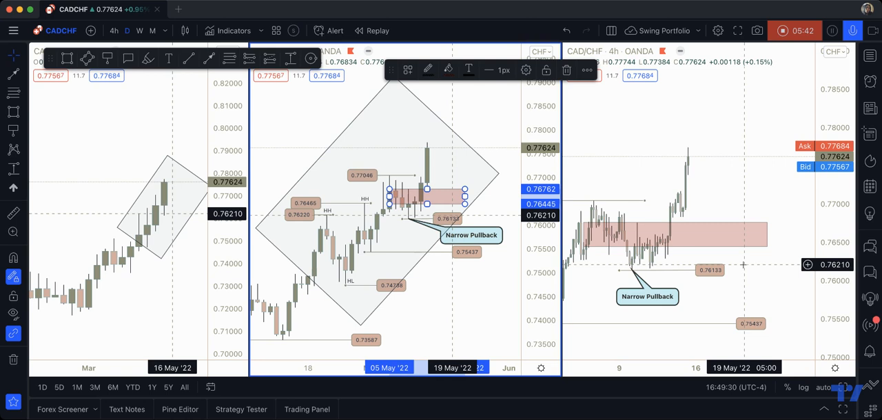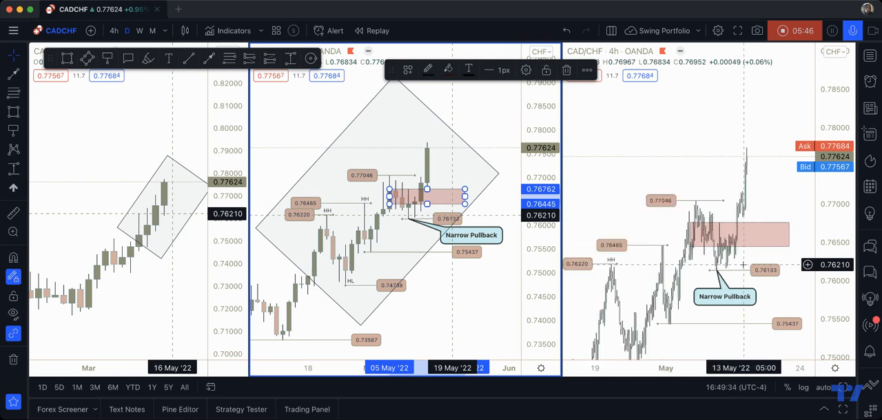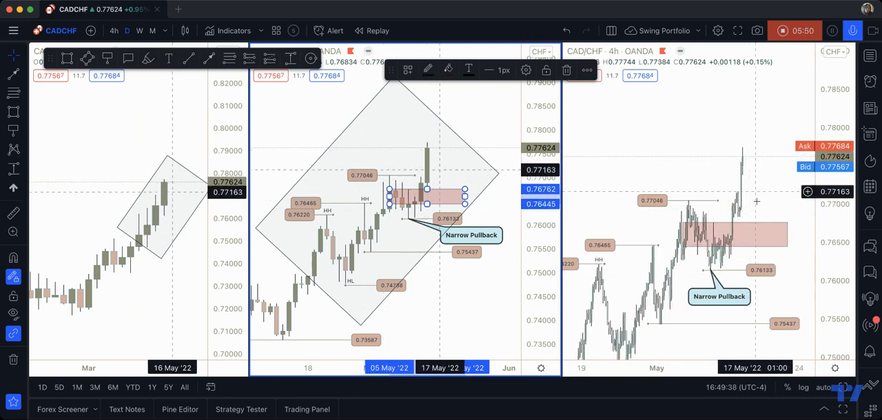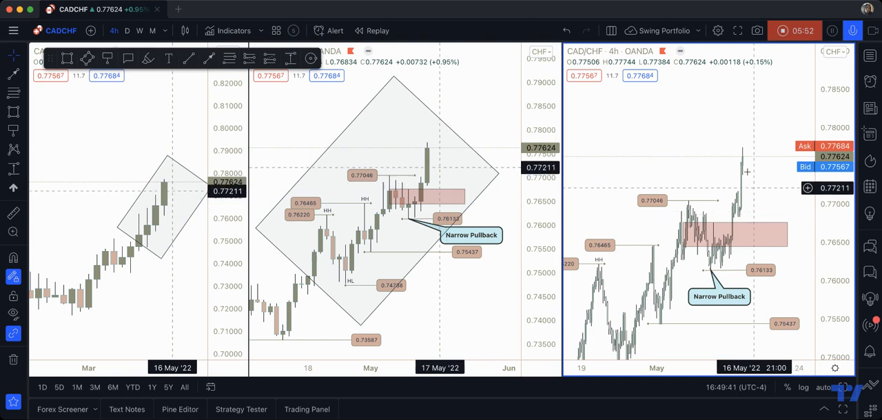Okay, so this is how I'm looking at CAD Swiss, because it's all coming together. We've had another bullish week. The daily time frame is still making higher highs, higher lows. We also see the same thing here on the 4 hour time frame, and the 4 hour is optional if you wanted to enter the trade going back up to the upside.